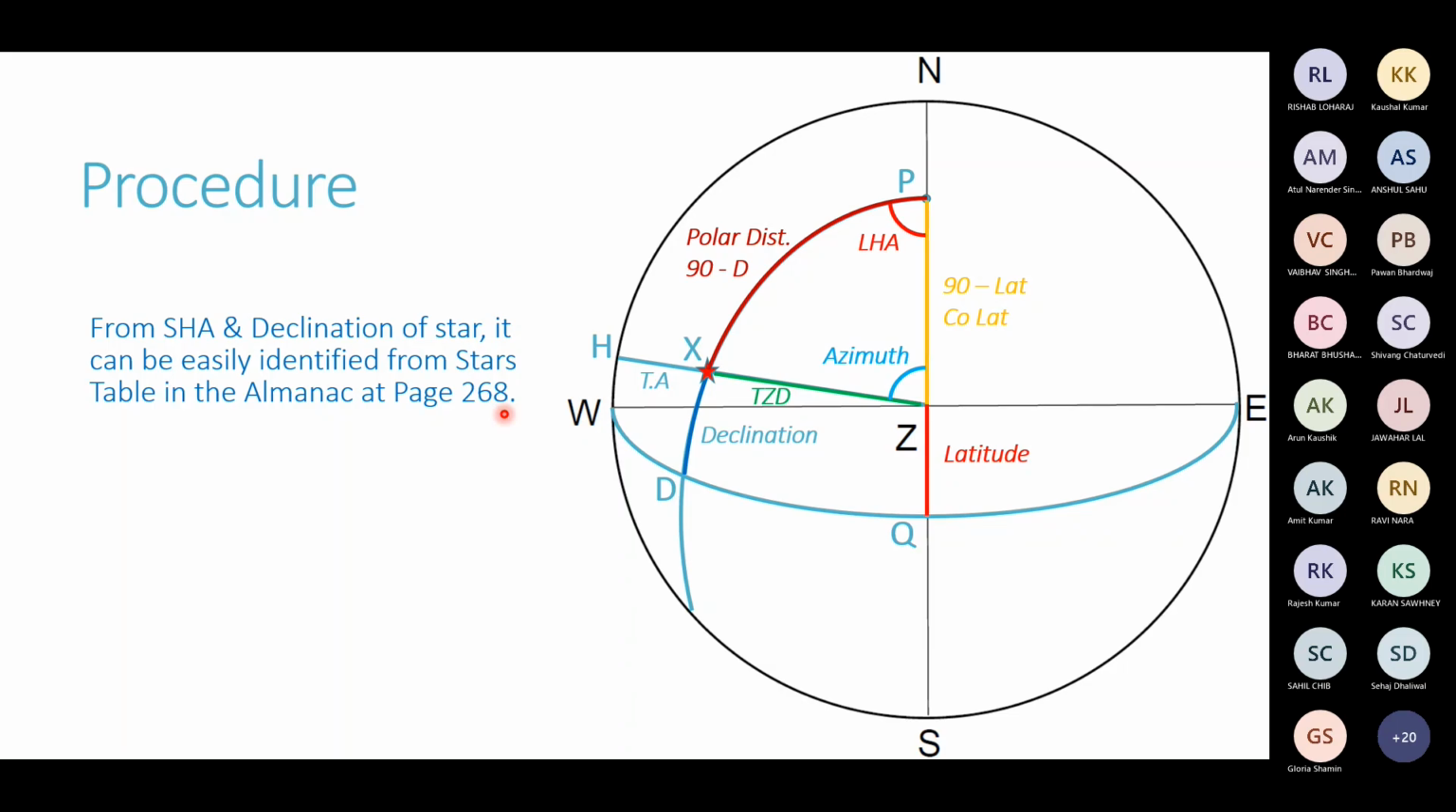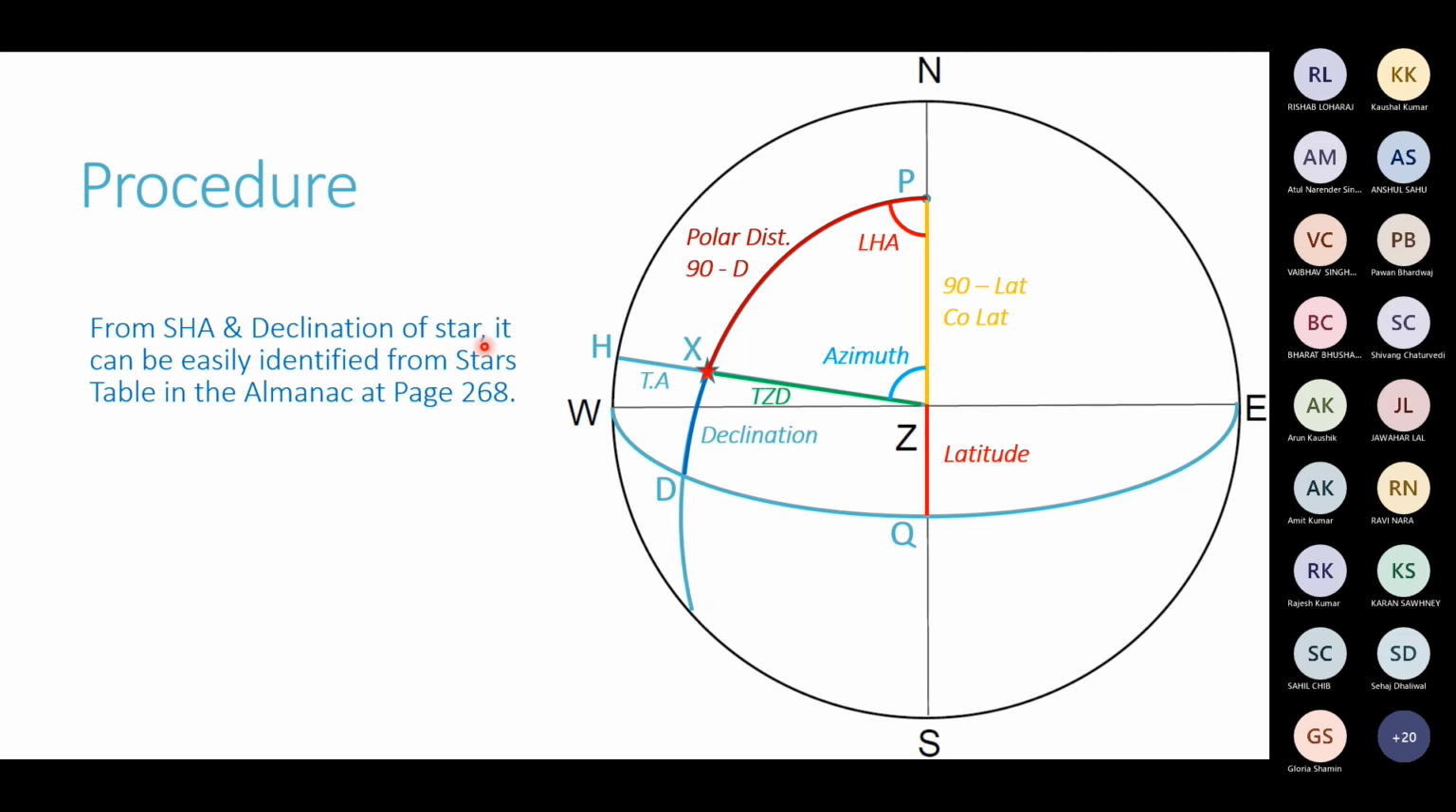So since we have the SHA of the star known to us, it will be very easy for us to pinpoint the required star. So you just enter into that table, look for the SHA which you have obtained in the question, and with that SHA you will be able to identify which is the star whose observation you have taken, and the star is identified. Now at this point of time, it may look to you that what was the purpose or use of calculating the declination of the star then?